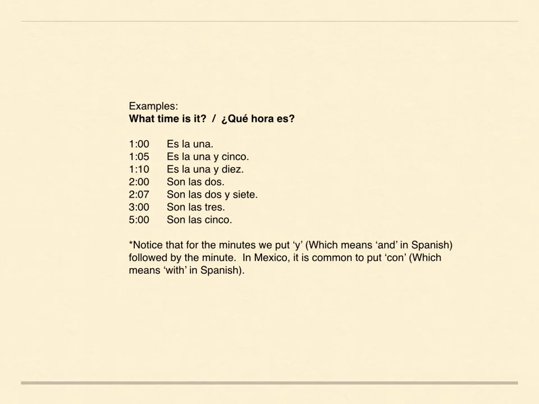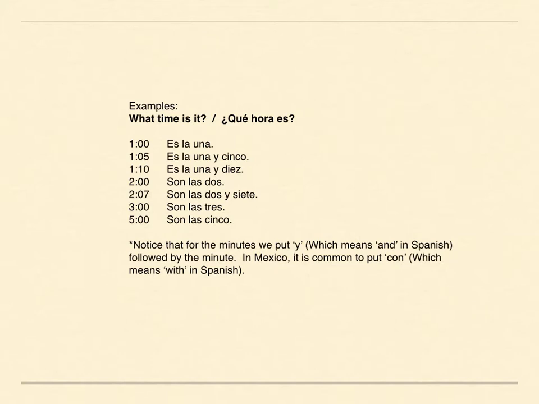For the question, what time is it, we ask, ¿Qué hora es? Or literally translated, what hour is it? To answer this question, if it were 1 o'clock, we would say, es la una, or it is the one. Or, if it's 1:05, es la 1:05. 1:10, es la 1:10. 2 o'clock, son las 2.